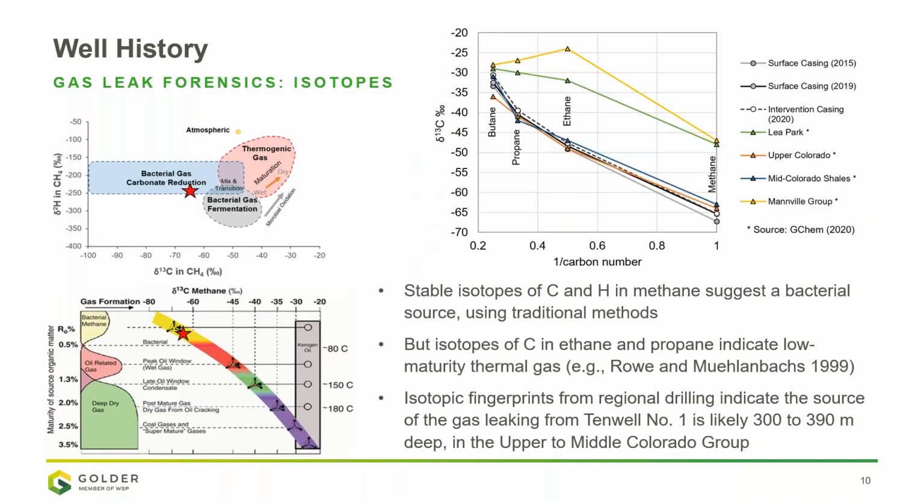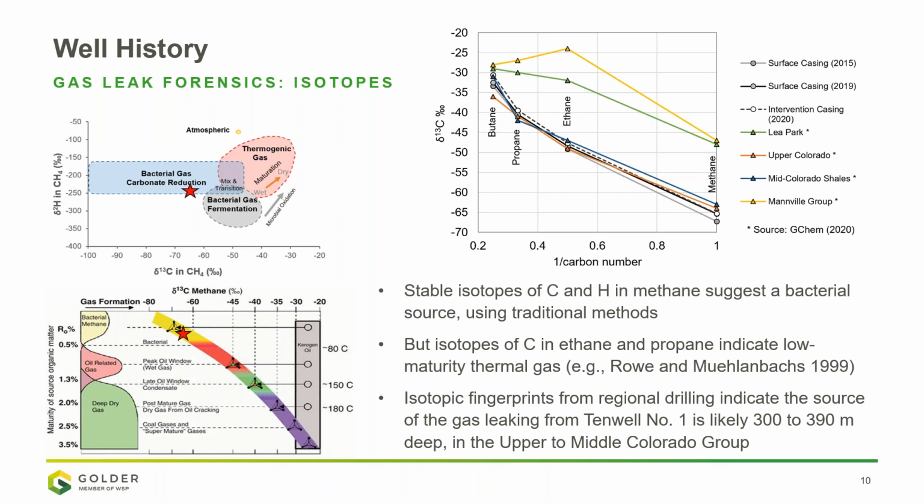So isotopes were used to help identify the actual gas source. Stable isotopes of carbon and hydrogen in the methane suggested that it was a bacterial gas source using traditional methods, such as the Schoell diagrams on the left side of the slide. But the isotopes of carbon in ethane and propane indicated that actually the gas is a low maturity thermal gas.